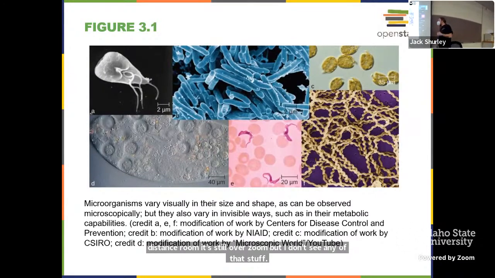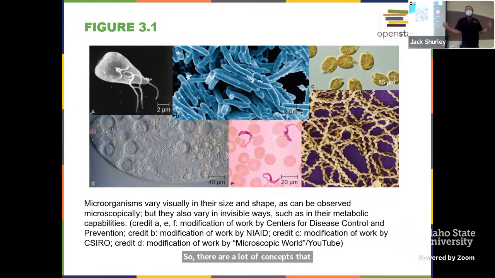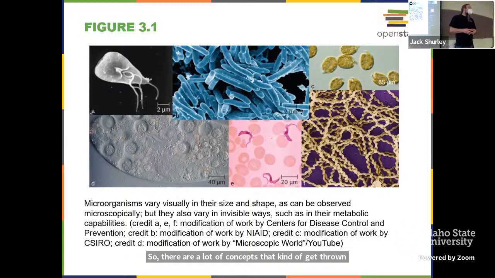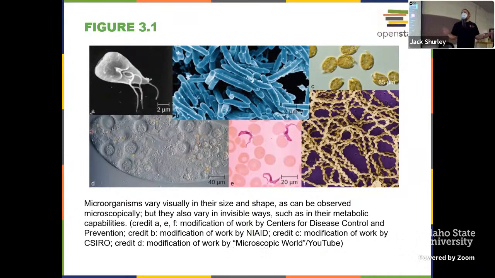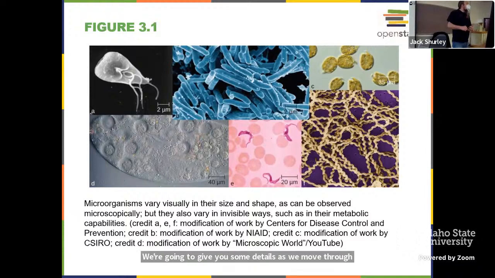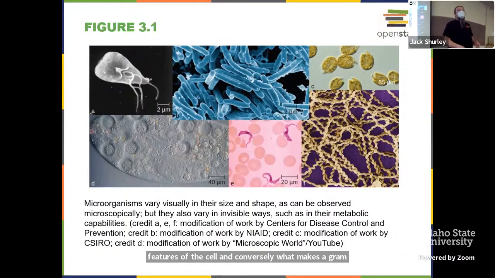Okay. So there are a lot of concepts that kind of get thrown out here as we are looking at this overview of cells. We have mentioned stuff like gram-positive and gram-negative cells. We've talked a little bit about that, and I showed you some gram stain images. We're going to give you some details as we move through and think about cells as far as why a positive is positive, as we zoom in and see some features of the cell, and conversely, what makes a gram-negative negative, and how those stains, although we showed you those images, actually work, right?